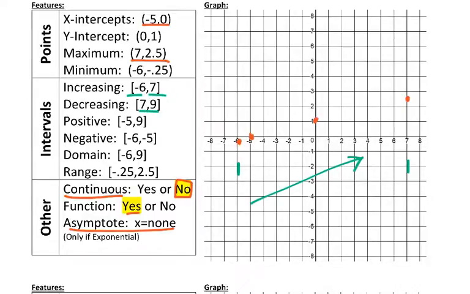Then it's decreasing from 7 to 9. So apparently we needed to add to our graph a 9. So from here to here, it's going to be going down.